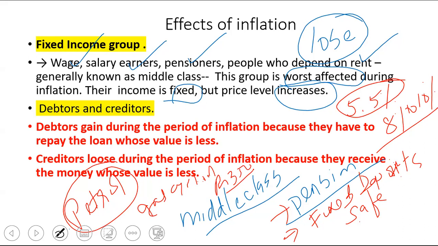And what will happen to the fixed income group, children? A very badly affected group because they cannot survive. That's a problem. Oh, it is running out of time.